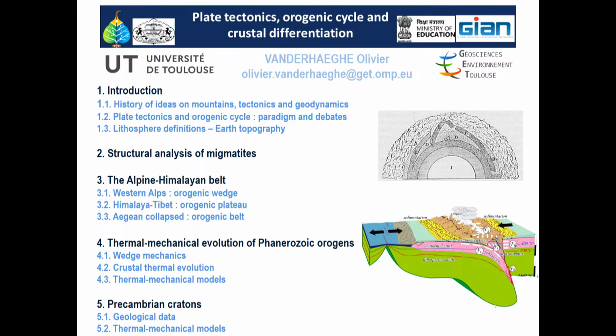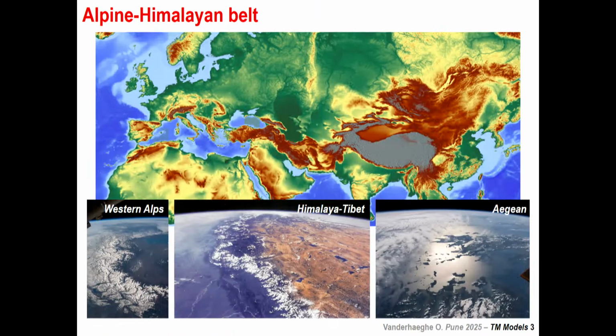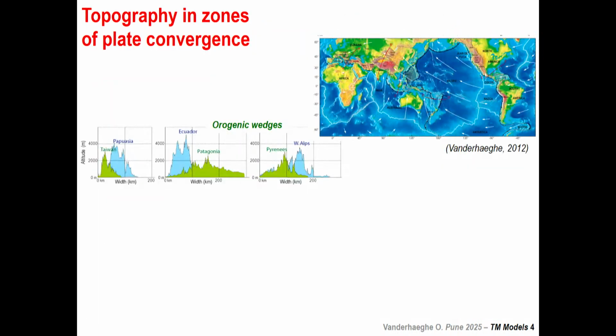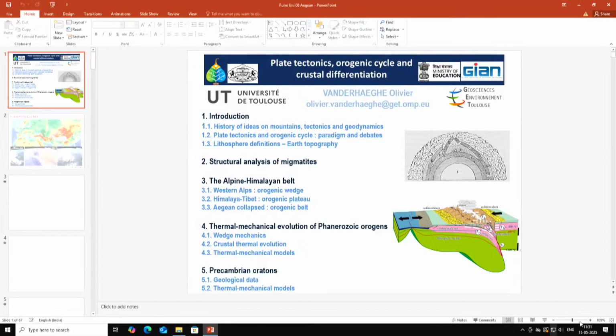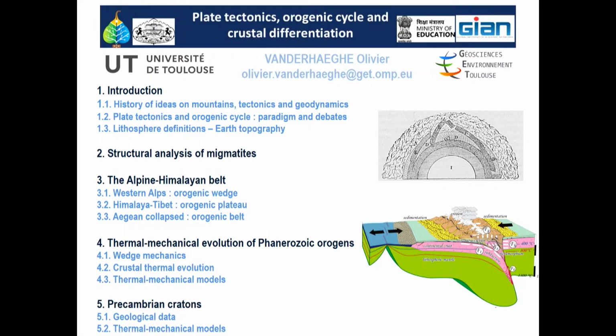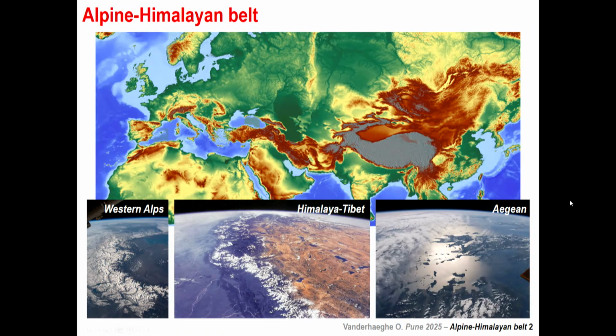Across the Alpine Himalayan belt, so after looking at the Western Alps orogenic wedge, no, I want the other one. Sorry, that should be Aegean, so it's this one. Yes, and the next one is just after. We're going to continue our journey through the Alpine Himalayan belt and finish the story on the Aegean that we started yesterday.